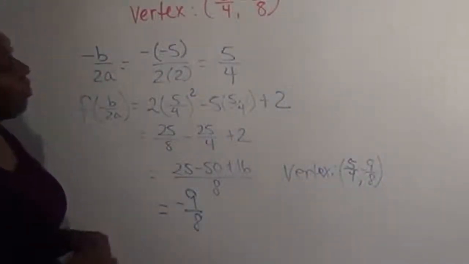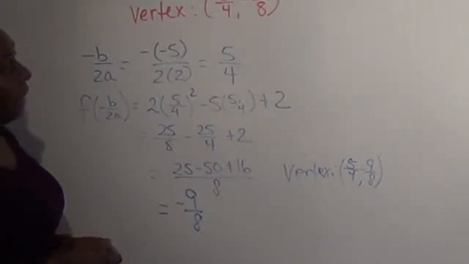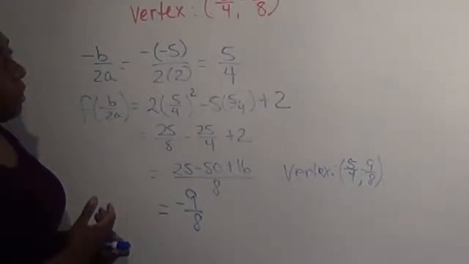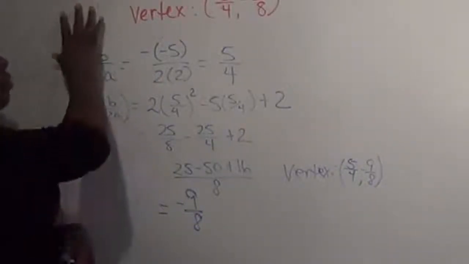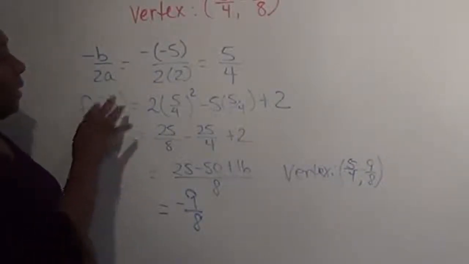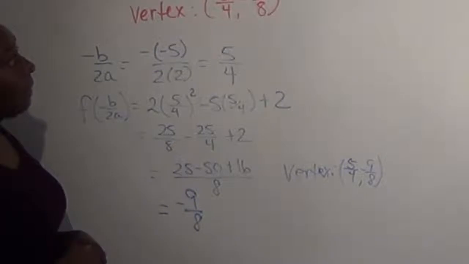Okay, so there's two different ways to get your vertex for that particular problem. And again, both ways are useful because it's a great way to check and make sure that you got the right thing. So if I'm not sure I completed the square correctly, I can do the negative b over 2a and see that I get the right answer as well.